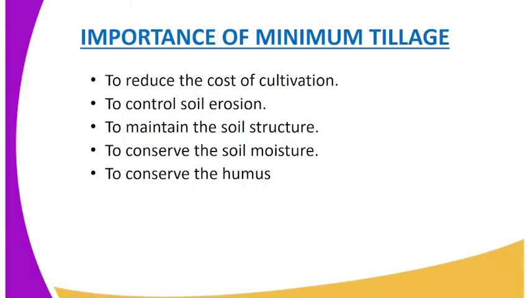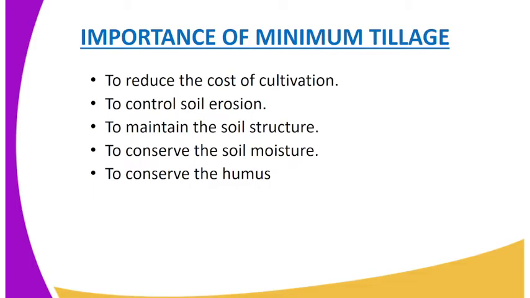On to the importance of minimum tillage. You can ask yourself, why do you think the minimum tillage should be carried out in the farm? The first one is to reduce the cost of operation, because you will not be involved in mechanical cultivation, whereby it is very laborious, and therefore it will reduce the cost of cultivation.